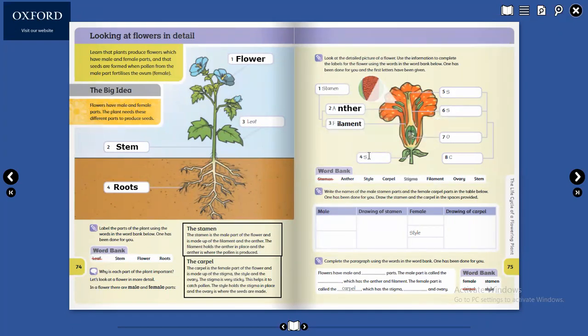Okay, number four is stem. Then we have number five, which is stigma. Number six is style. Number seven is ovary. Number eight, carpel.